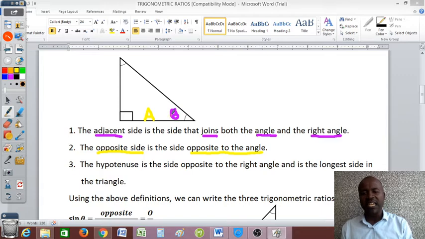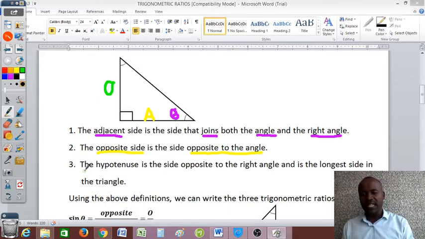Which angle? The given angle theta. Here we have the given angle theta. The side which is opposite to this angle theta, we call the opposite side. So which side is opposite? This side is opposite to the given angle theta. Alright, what is the third point?